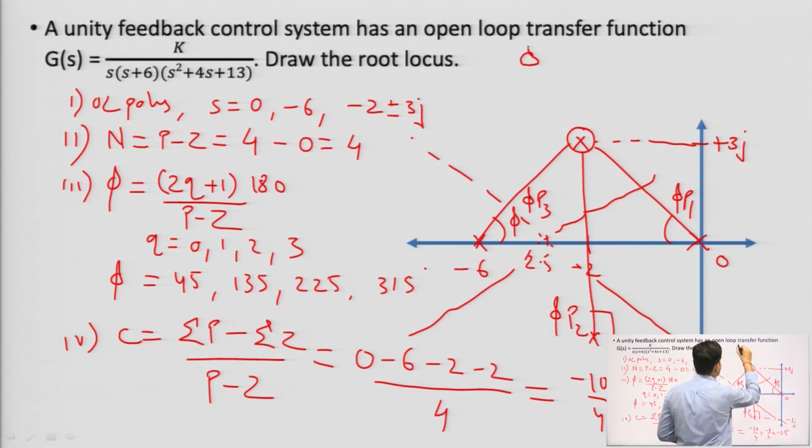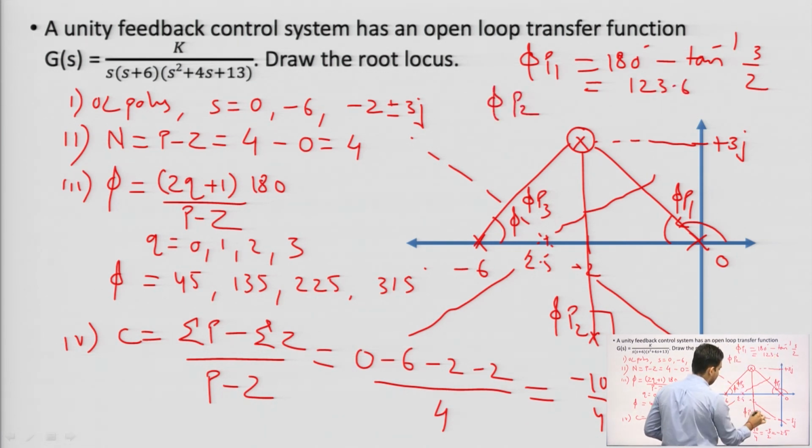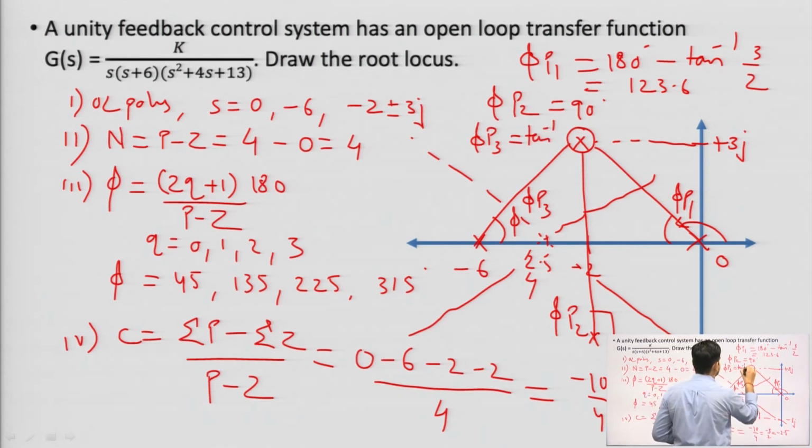So, what is this angle phi p1? You have to calculate it anticlockwise. So this is equal to 180 degrees minus tan inverse of 3 by 2, since the distance along the x axis is 2 and along the imaginary axis is 3. If you calculate, it is around 123.6. Phi p2 is making an angle of 90, and phi p3 is making an angle of tan inverse of 3 by 4, since this distance is 4. It comes to around 36.